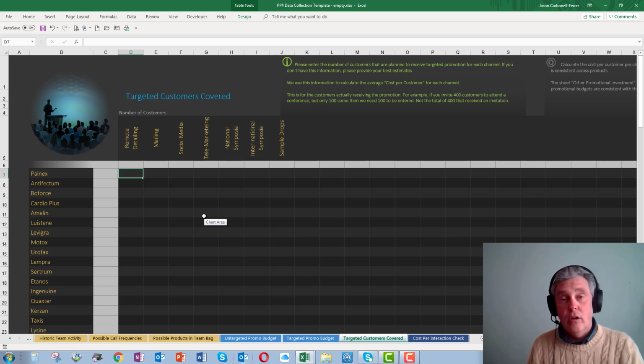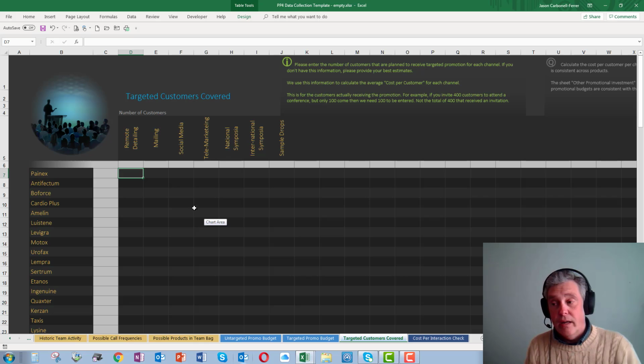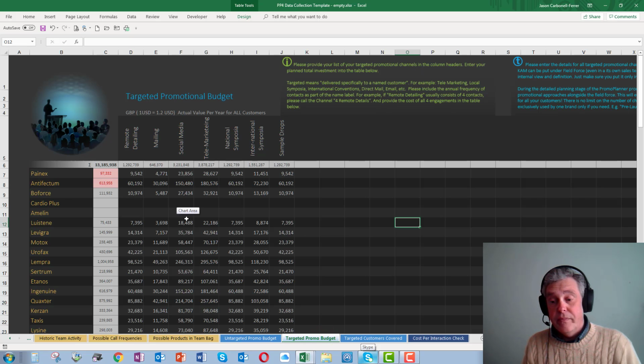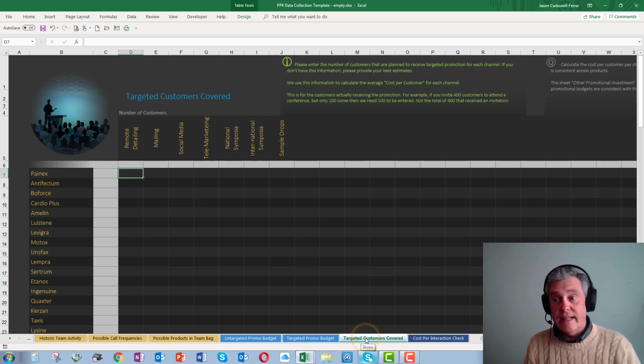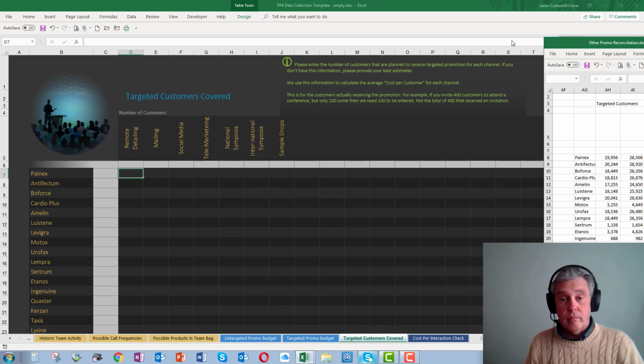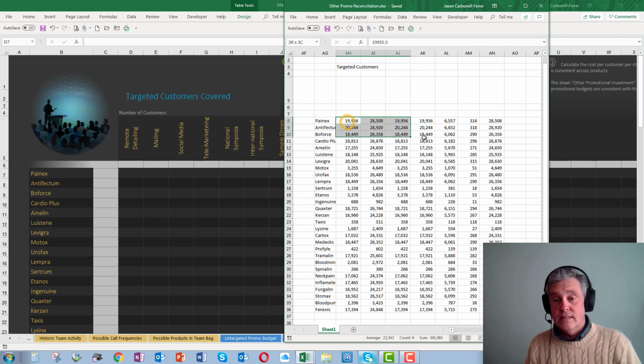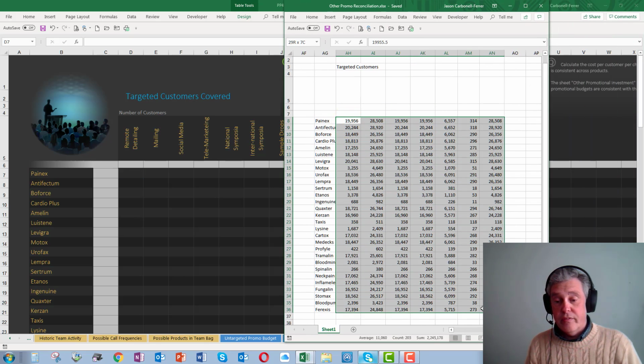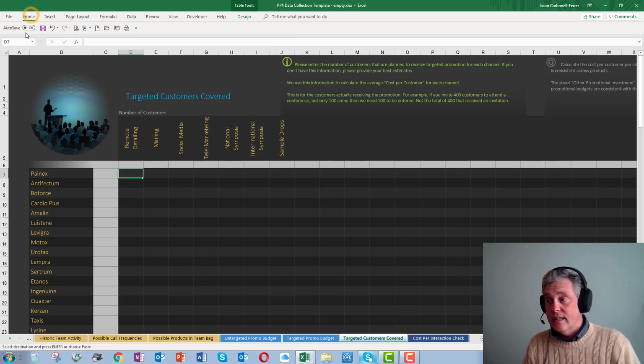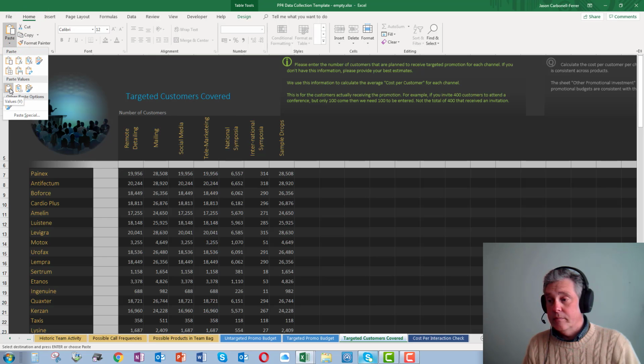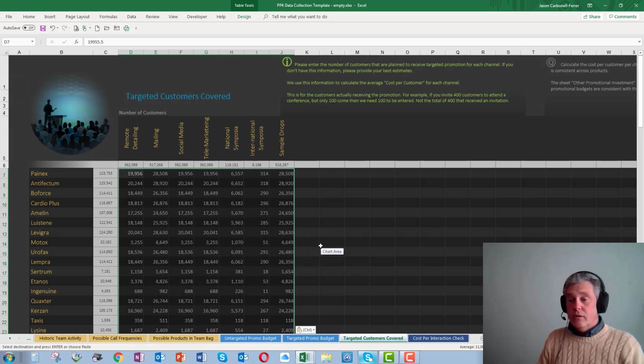So here we're not going to be entering money numbers, we're going to be entering the number of potential customers that this budget that we entered previously is expected to cover right now. So let's do that. Well, I have over here a list of exactly that, the number of customers that those budgets are intended to cover. So I'm going to enter them here. There we go. So that's it.